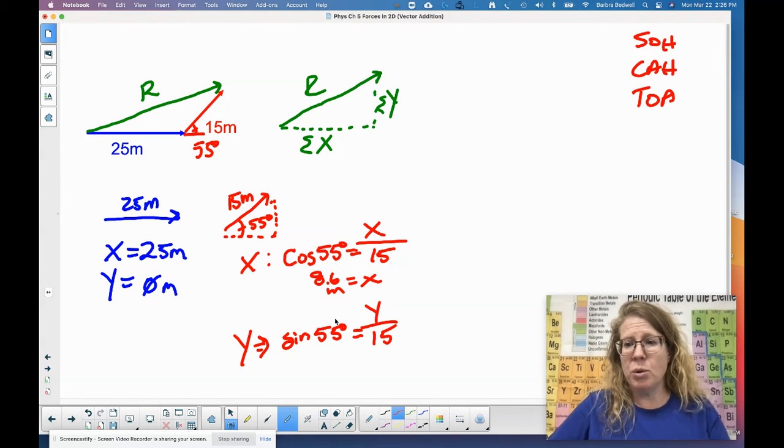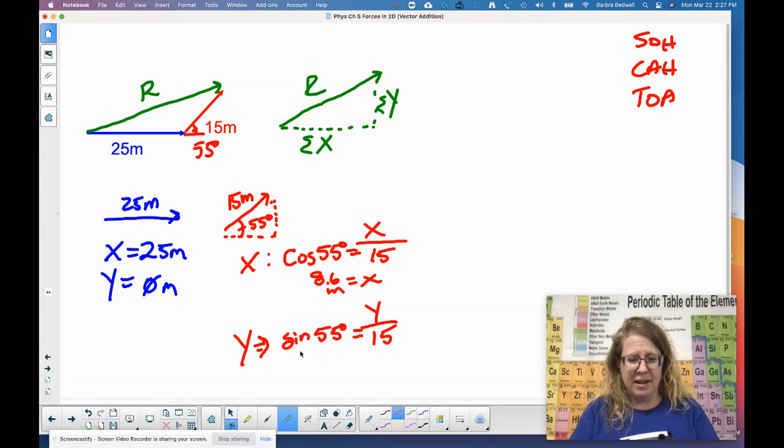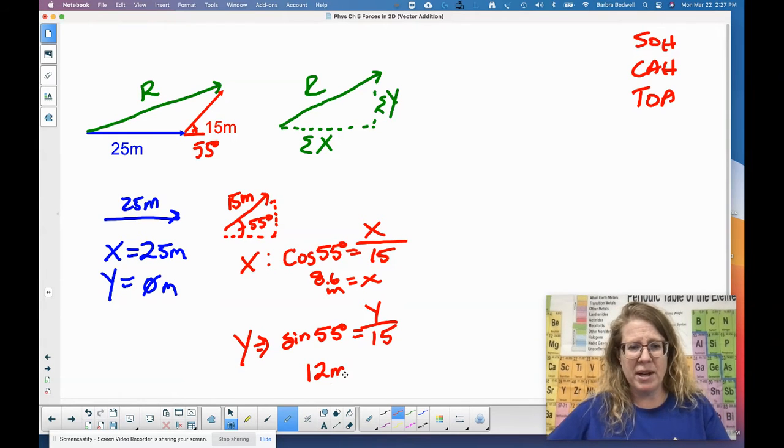You're always going to use cosine for one and sine for the other one. The trick is to know which one's which, and it depends on which way the label is or where the angle is being identified. So you just got to take a look at that triangle. Is it the adjacent side? Cosine. Is it the opposite side? It's sine. In this case, it's x and y. So the sine of 55 degrees times 15 is equal to 12.287. So approximately with 2 sig figs, 12 meters equals y.